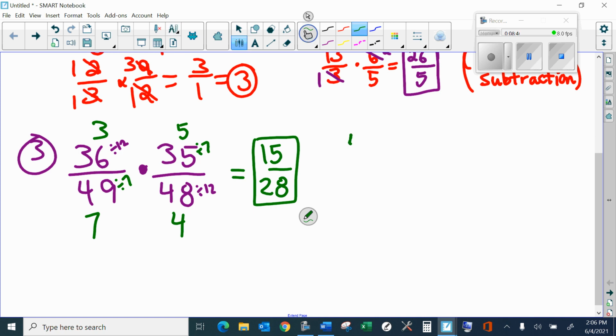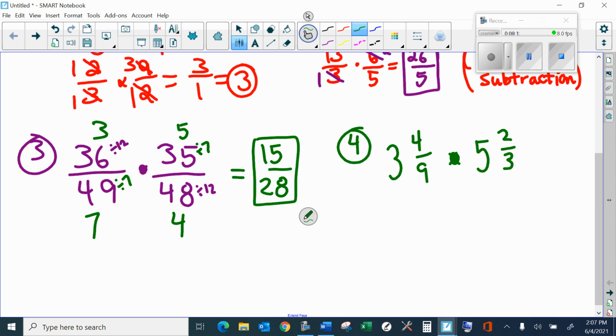Let's do one more with multiplication. That was just simple fractions. We're doing, that's a times sign, make it a dot for you, 3 4/9 times 5 2/3. Okay, again, both of these are mixed numbers. I need to change them to improper fractions.